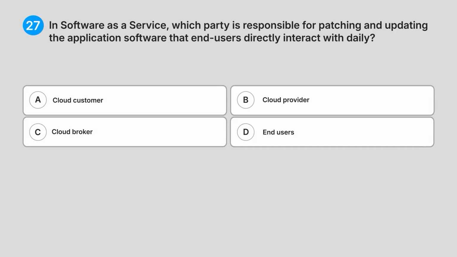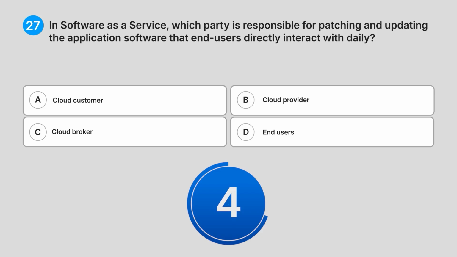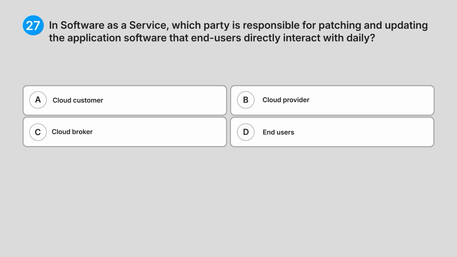27. In software as a service, which party is responsible for patching and updating the application software that end users directly interact with daily? A. Cloud customer, B. Cloud provider, C. Cloud broker, D. End users. Can you guess the answer? Correct answer, B. Cloud provider.